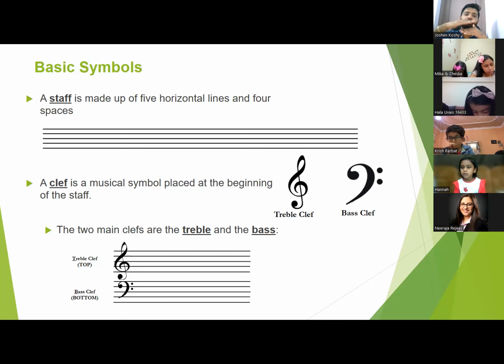So you can write it down. Treble means high and bass means low. Now when you listen to songs, you have to understand whether it is a high sound or a low sound. Most songs will have both high sounds and low sounds. That's why we have to learn these two symbols, the treble and the bass. So you can write down treble for high, bass for low.